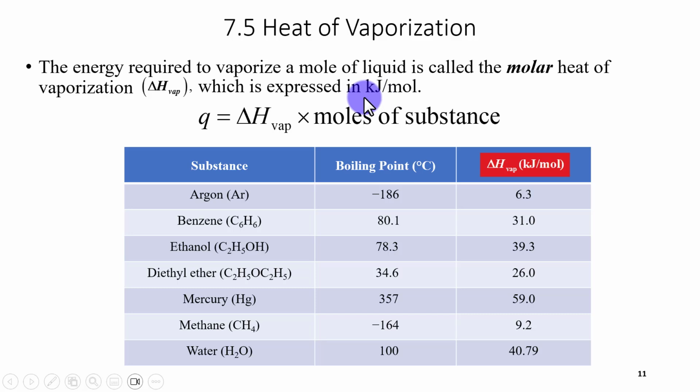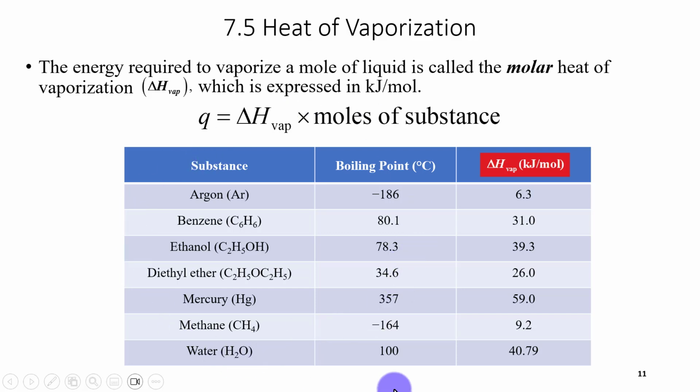That's because it takes a lot of energy to do that, and that's why Q is large. We write them in kilojoules instead of joules because they would be large numbers in joules. So Q is equal to delta H vaporization times the moles of substance. This follows the same format as the delta H of fusion.